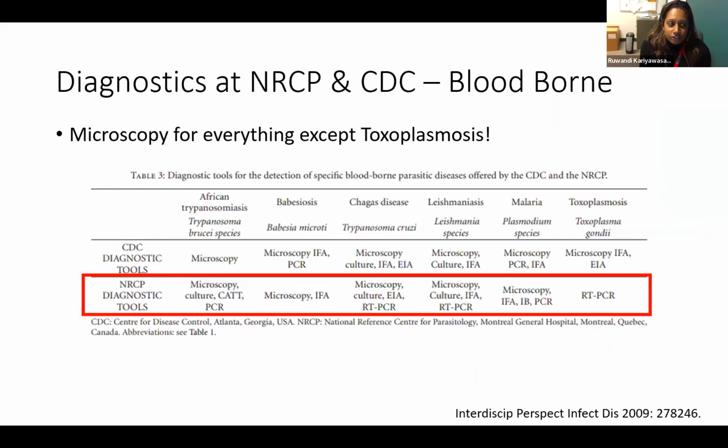And so this slide just highlights diagnostics in Canada and the US. So NRCP is kind of like our CDC equivalent for diagnosing parasites in Canada. Microscopy is really kind of the gold standard for diagnosing a lot of infections. So thinking about bloodborne infections like malaria in particular, microscopy is high yield. Across the board for all these different organisms that I won't belabor, you can see microscopy is still the mainstay for diagnosing these bloodborne infections.